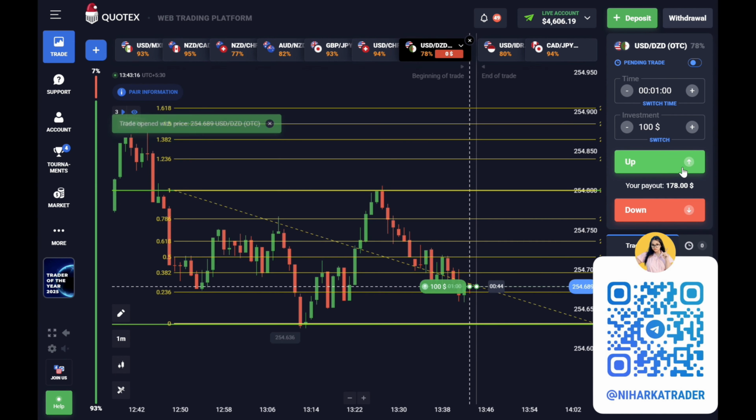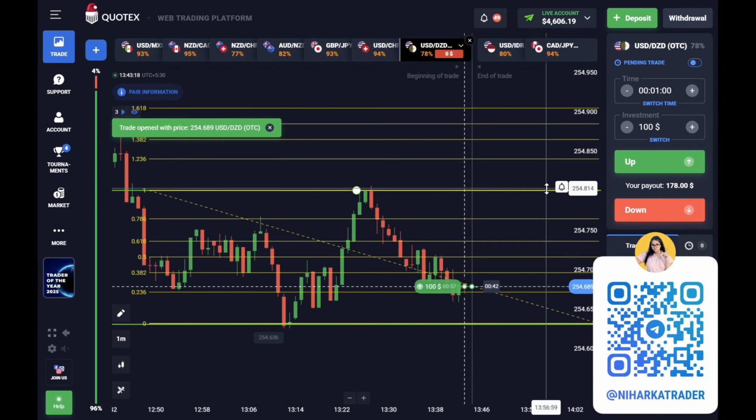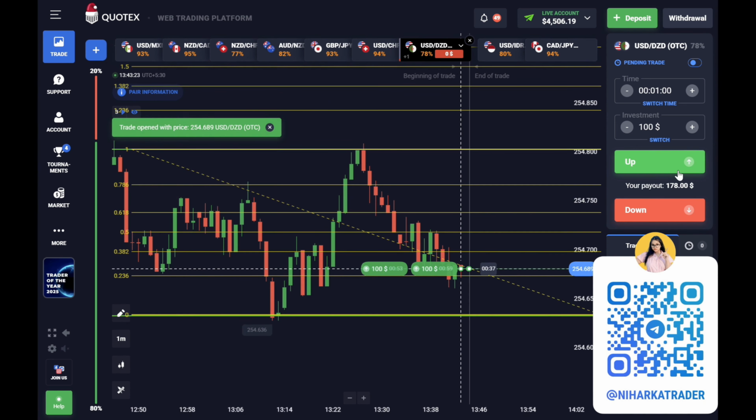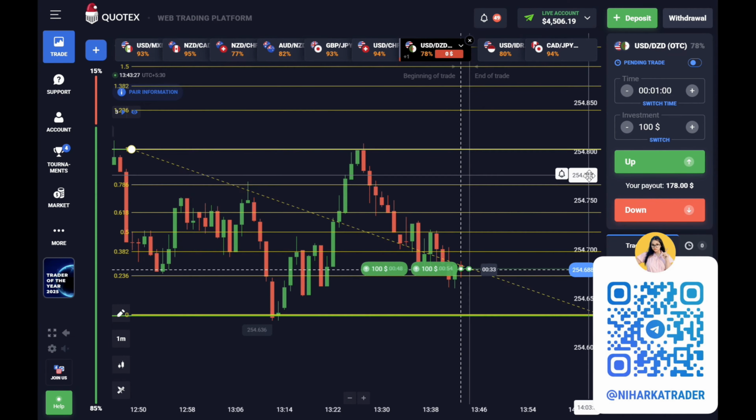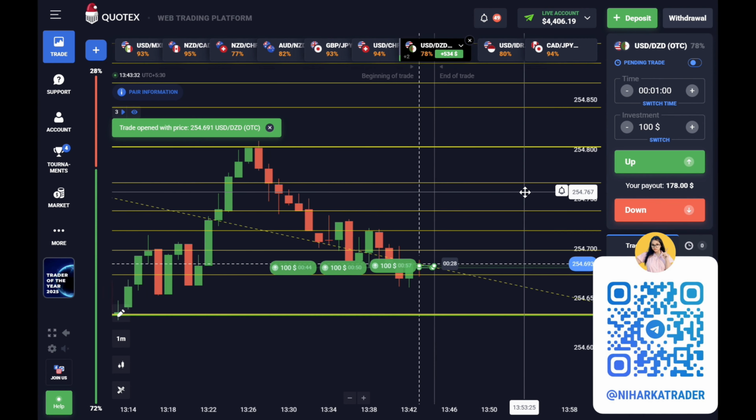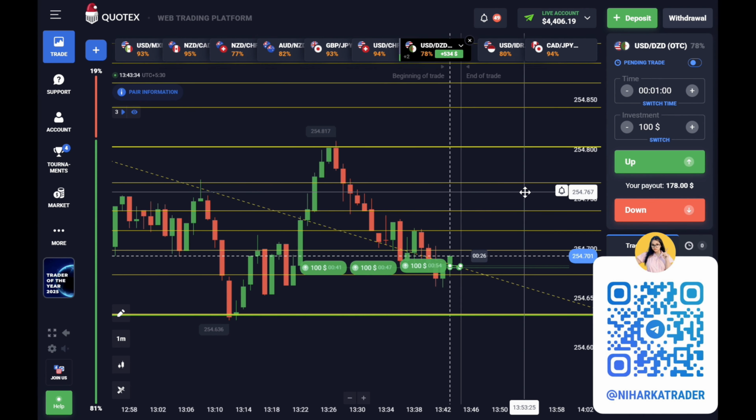So here I will take a trade for 1 hour direction. From this level, the market has previously been bullish at two different points, which is why I have decided to take a trade here for the 1 hour direction. So I have placed 3 trades of $100 each in the upward direction.